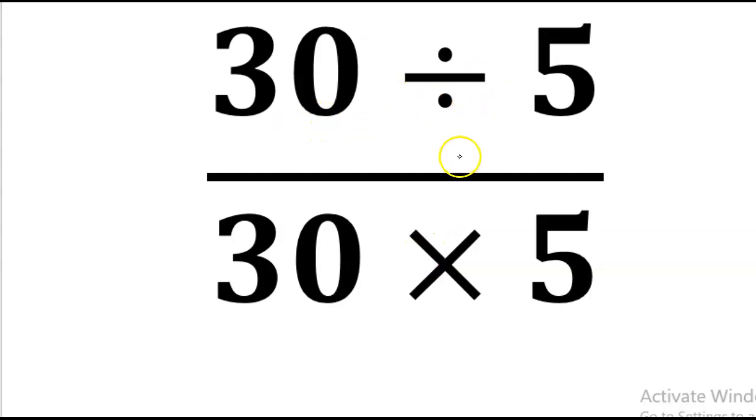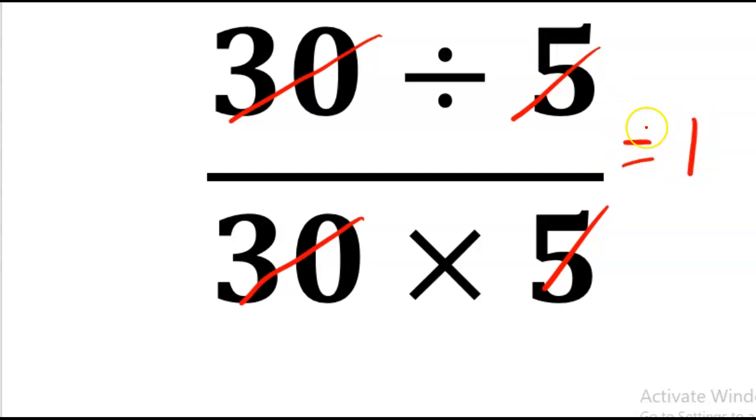We are to simplify this arithmetic expression: 30 divided by 5, all divided by 30 times 5. Let's see how we are going to do this. Now, this is a common mistake that people make. Someone can decide to cancel this one, then say the answer is 1. This is wrong. So let's see the best way of doing that.